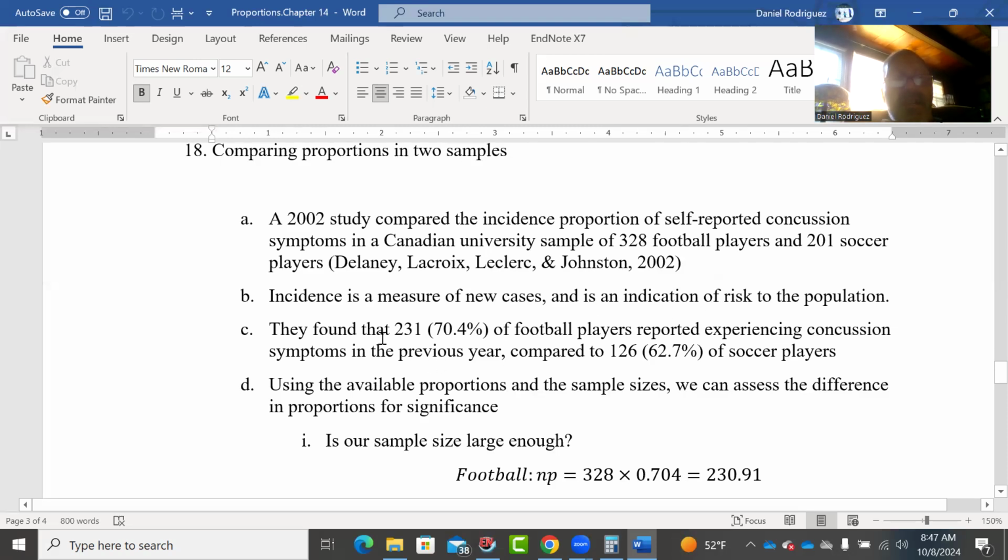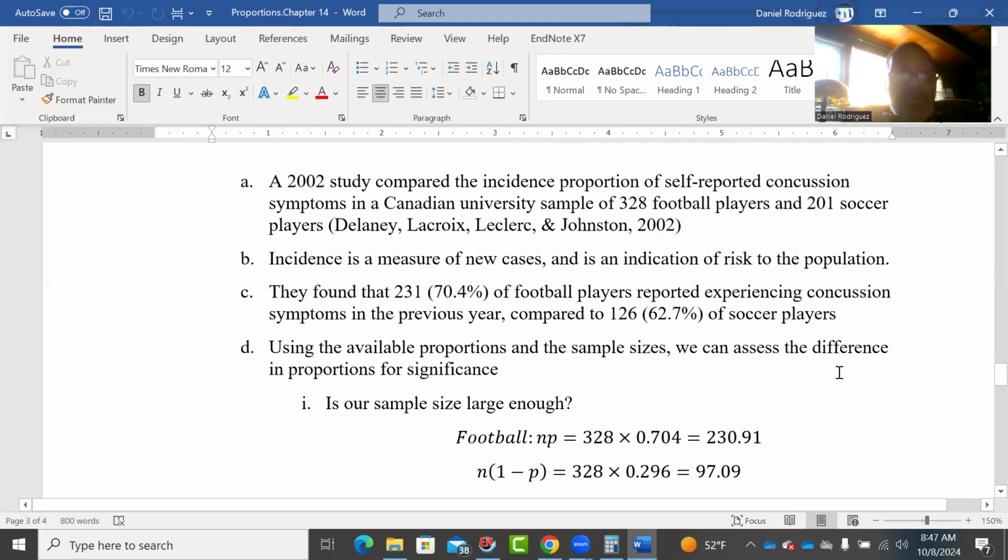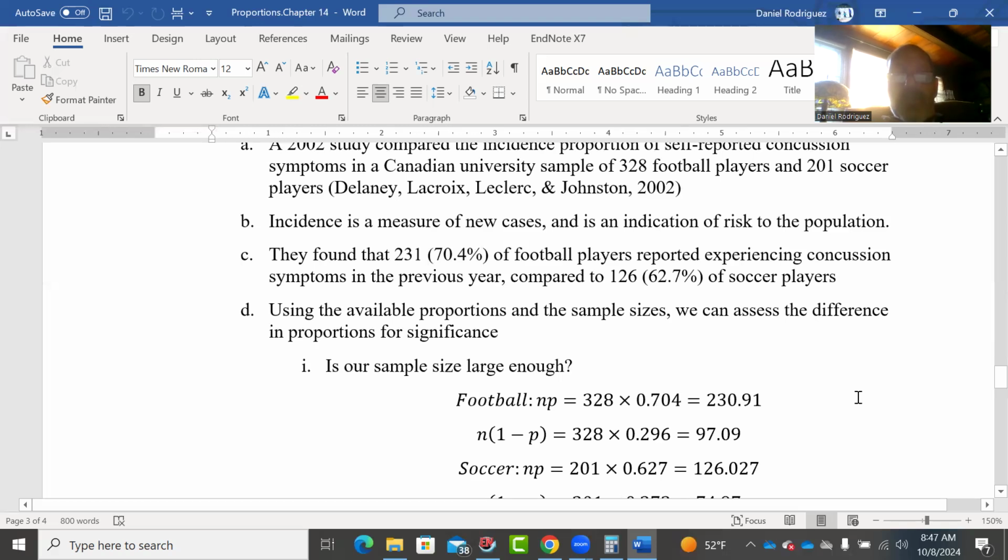So new cases. They found that 231 of the football players, 70.4%, reported experiencing concussion symptoms in the previous year, compared to 126, 62.7%, of soccer players. Using available proportions and sample size, we can assess the difference in proportions for significance.